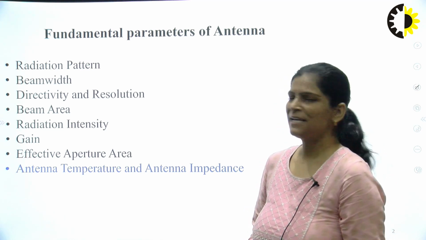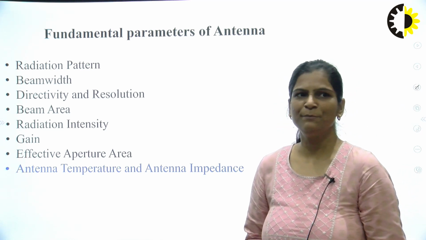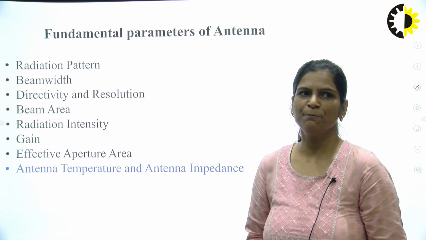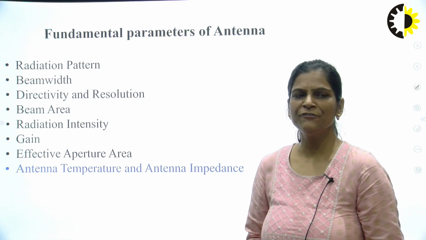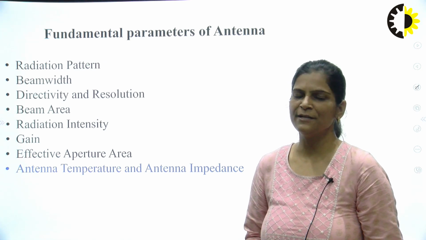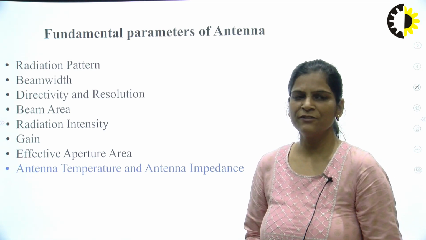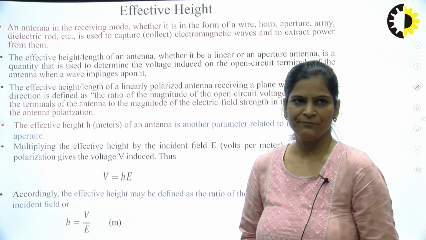Today's video lecture is on the Friis transmission formula, fields from oscillating dipoles, SNR, and antenna parameters, antenna temperature and antenna impedance. These are the fundamental parameters of antenna: radiation pattern, beam width, directivity and resolution, beam area, radiation intensity, gain, effective aperture area. Today we will discuss antenna temperature and antenna impedance. Before that, first we will discuss the antenna height.